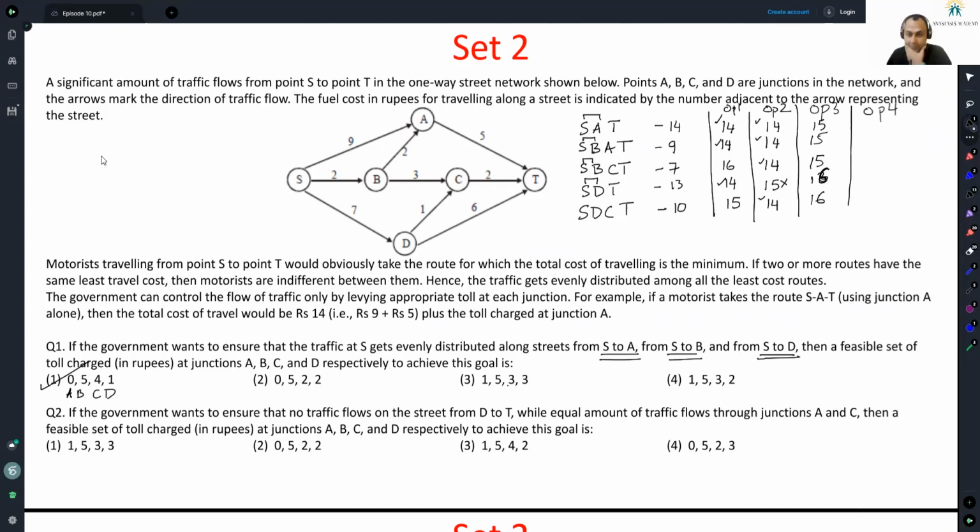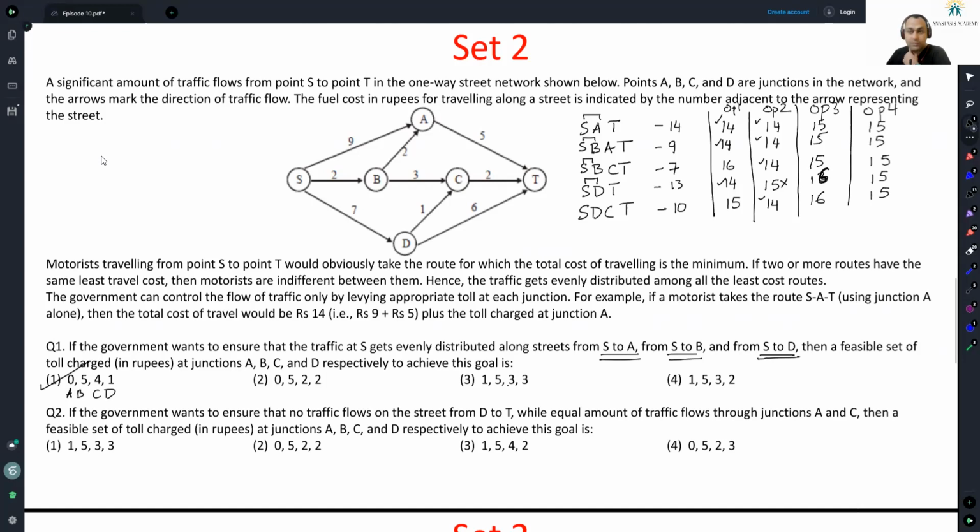Let us check option 4. So this becomes 15. 1 and 5, so this becomes 15. SBCT, 8 more, this becomes 15. SDT, 13 plus 2, this becomes 15. And finally, 10, 3 and 2.